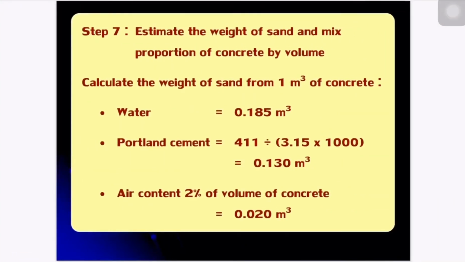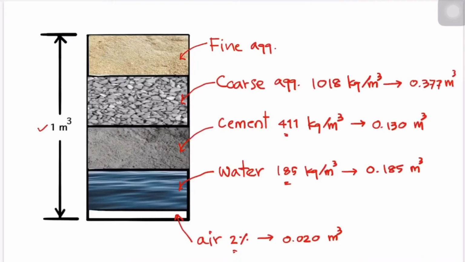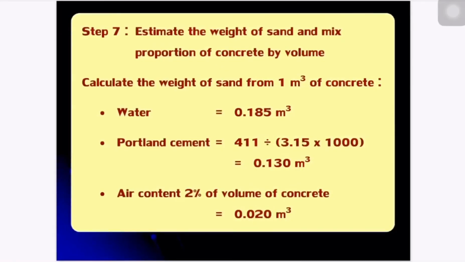Step 7. To find the weight of sand. From this diagram, we know the air content, water content, cement content, and coarse aggregate content. And the last volume is fine aggregate. The ACI suggests to find the quantity of the sand by using two methods. The first one by keeping the volume of the concrete and the second one by keeping the unit weight of the concrete. But typically, when you order the concrete from the concrete plant, we order in volume. So in this problem, the volume of the concrete is 1 cubic meter.